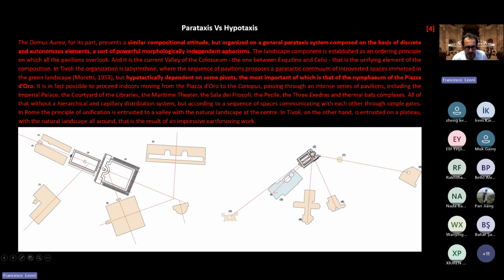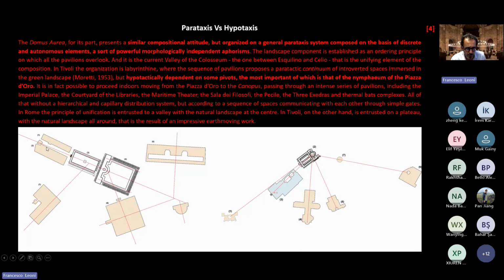In Domus Aurea, all the elements are autonomous, and so they are paratactic. In Villa Adriana, all the elements depend on some peculiar point. In this case, the focus point in the center of the pavilion in Piazza d'Oro manages the organization of the rest of the complex. The landscape component is established as an ordering principle on which all the pavilions overlook. And it is the current valley of the Colosseum that is the unifying element of the composition.